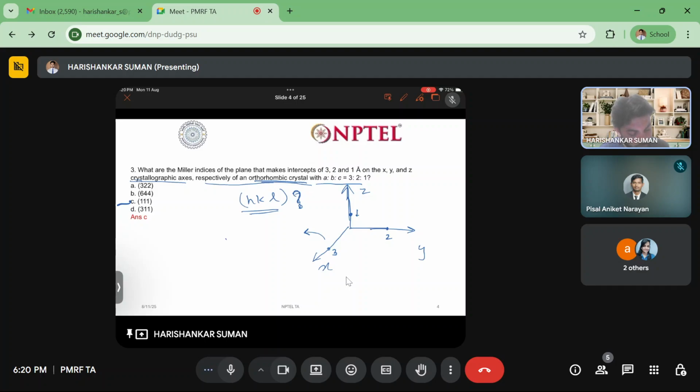Just simple reciprocal of these intercepts, and with ABC also given, so you can put like that 3 by 3, 2 by 2, and 1 by 1, that is 1, 1, 1.